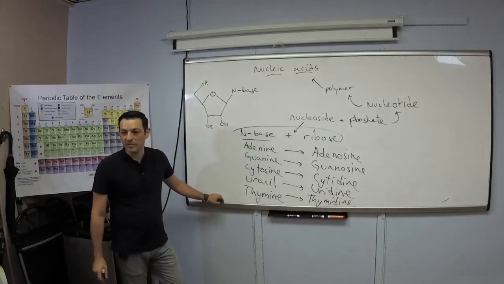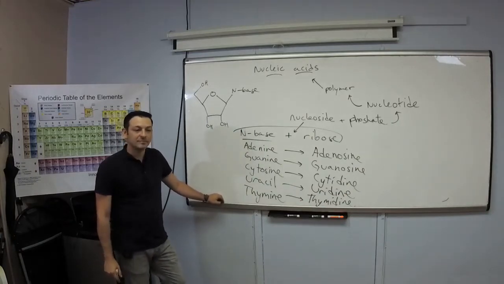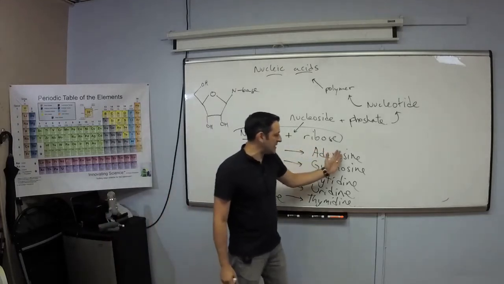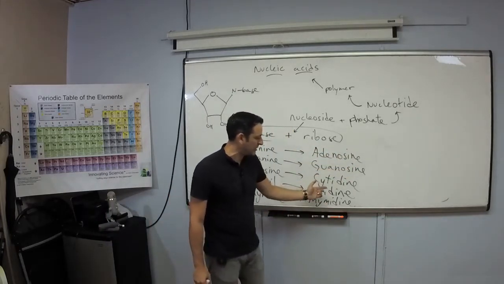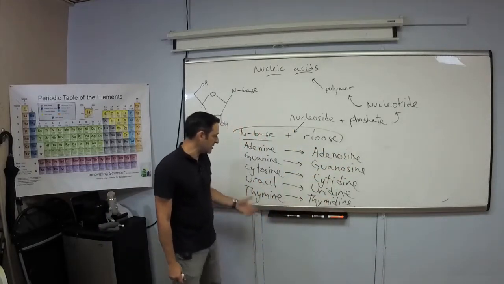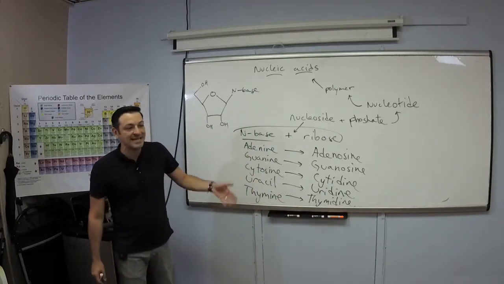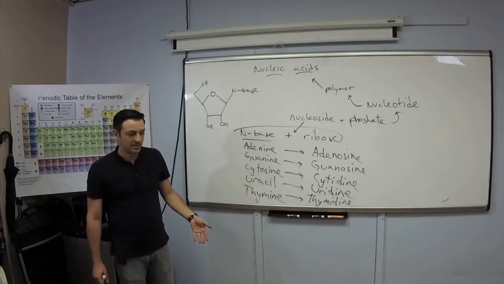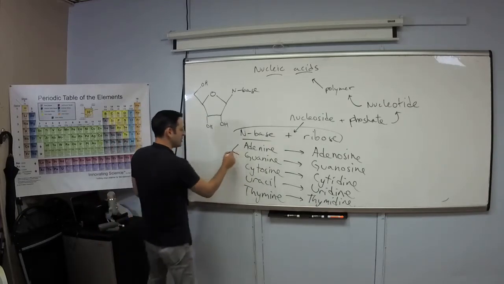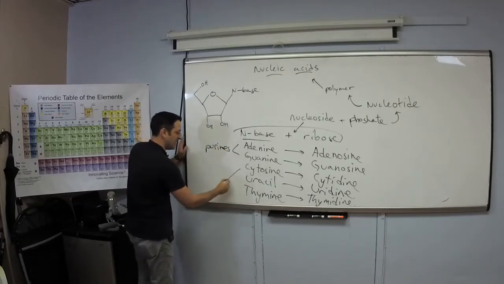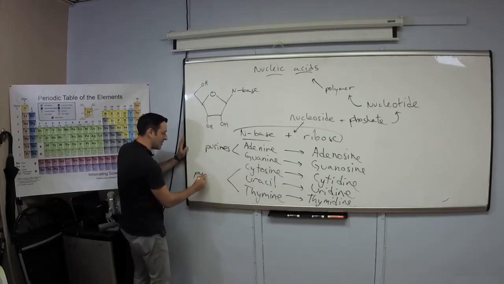Why are they trying to confuse us? They're not. The reason that these are called sines and these are called dines is because a couple of these are purines and a couple of these are pyrimidines. So these two are purines and these three are pyrimidines.